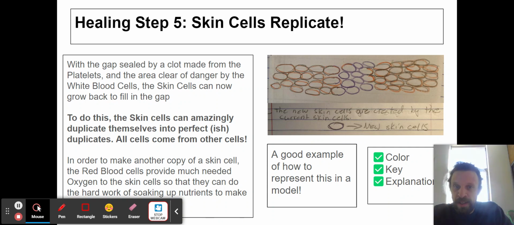And right here is a really nice model of what happens there. This person has little cells represented in little circles, and then they have the new skin cells represented in purple. They had a key that I didn't take a picture of with all the cells, and then they've got a really nice label here that new skin cells are created by the current skin cells. So color, check. Key, check. Explanation, check.